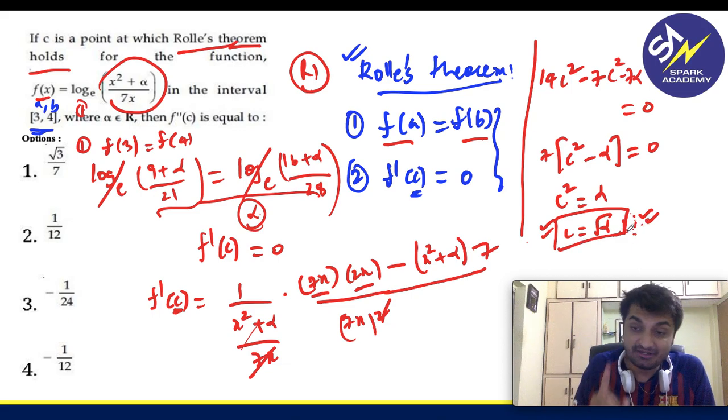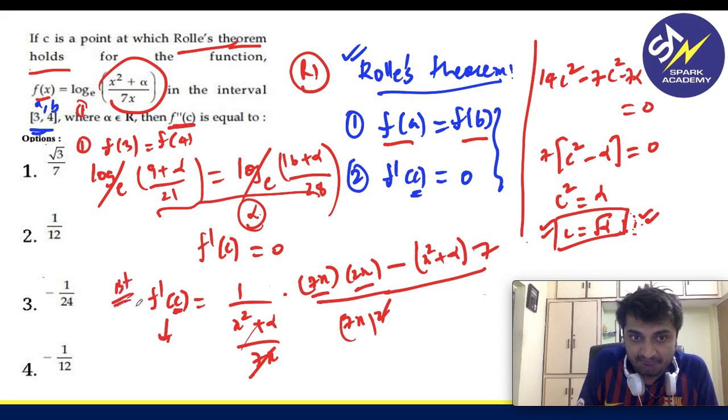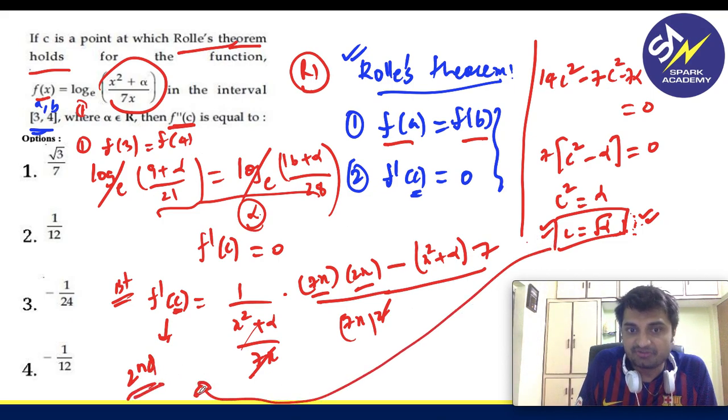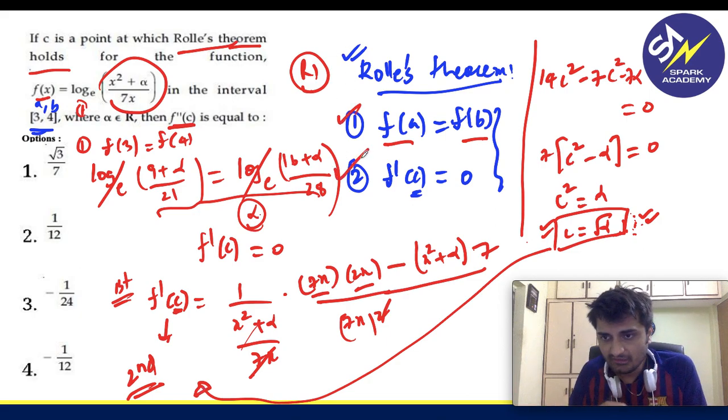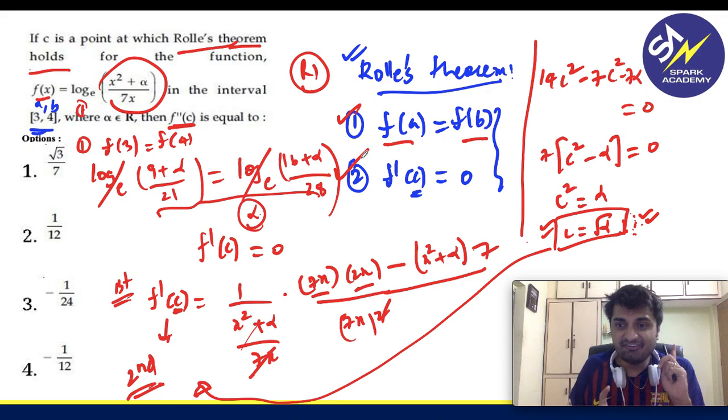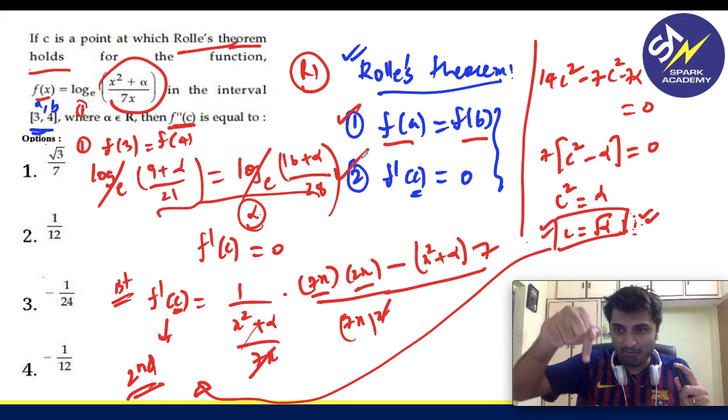You'll get c. But can we stop here? Here they're not asking us c. They're asking f double dash c. So what do you do? Here you have differentiated the first time. So again, a second time also differentiate and then substitute the c value. Right? So 3 steps, little lengthy but very simple. I'm just using these two. Simplification part, please do it by yourself and let me know in the comments if you got it.